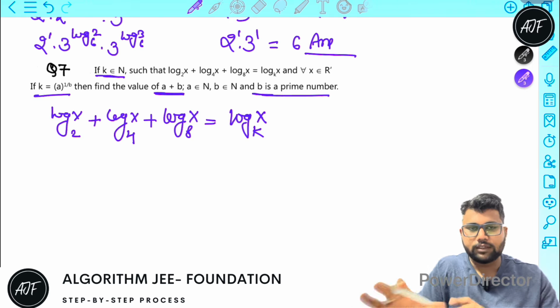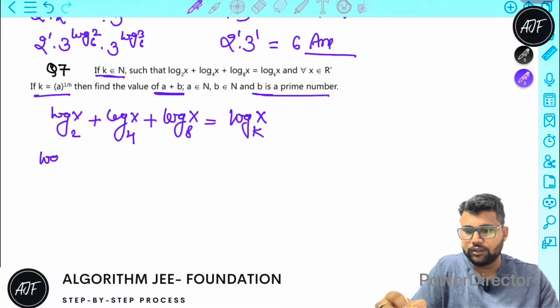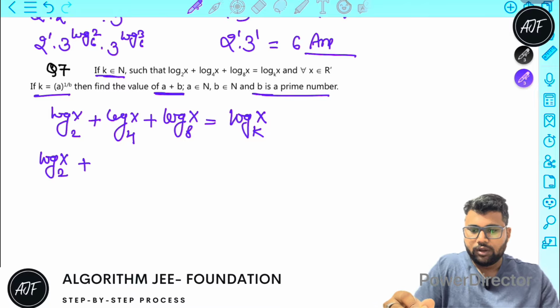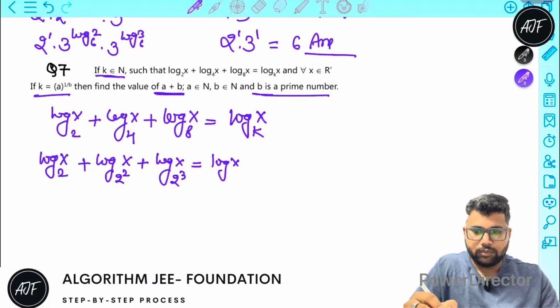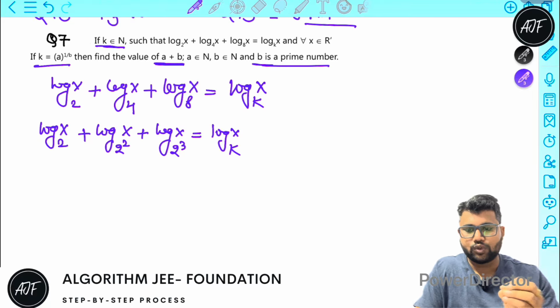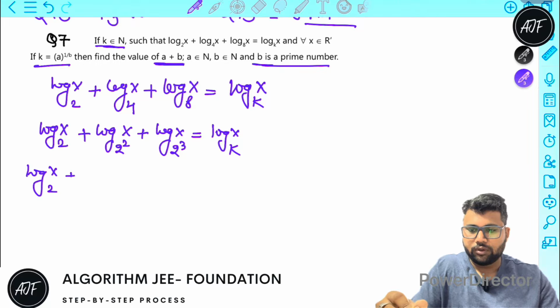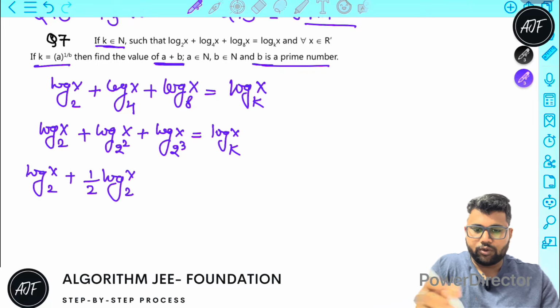Firstly, deal with this one. We can write it like this: log x base 2, and 4 is 2 power 2, and similarly 8 is 2 power 3, and the same for log x base k. Now see that the powers 2 and 3 shift to the coefficient, so 1 by 2 log x base 2 according to this property.